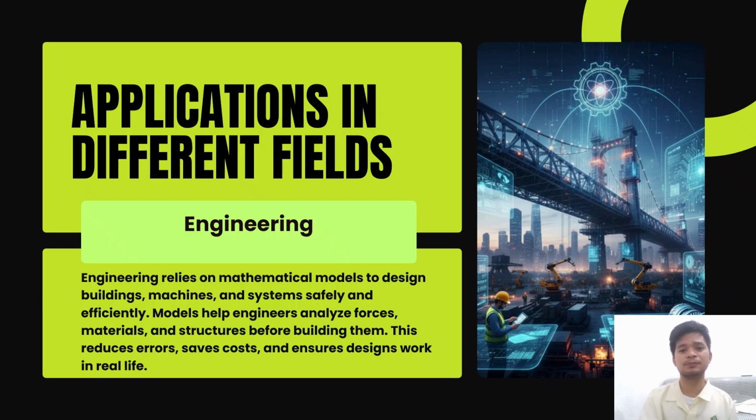Mathematical models help engineers predict how structures, machines, or systems will behave before they are built. These models allow them to test designs, calculate forces, and estimate safety and efficiency. By using equations and simulations, engineers can make better decisions. This reduces risk and improves technology.